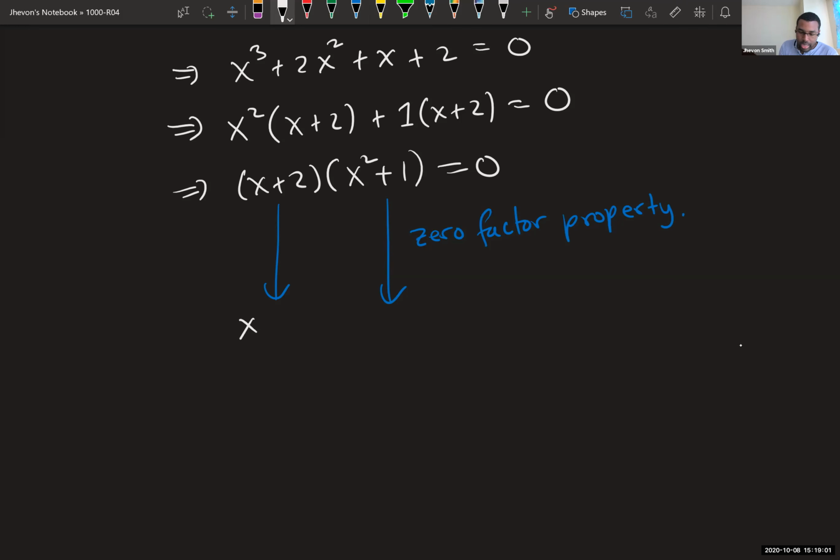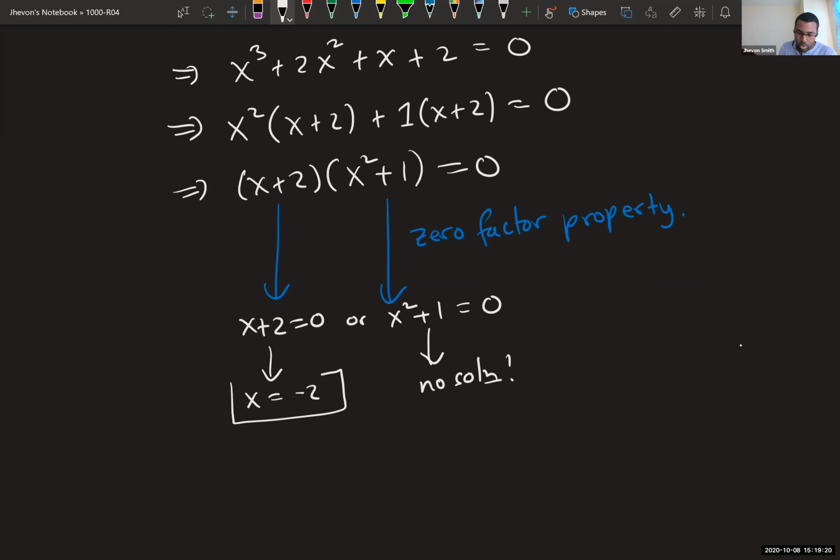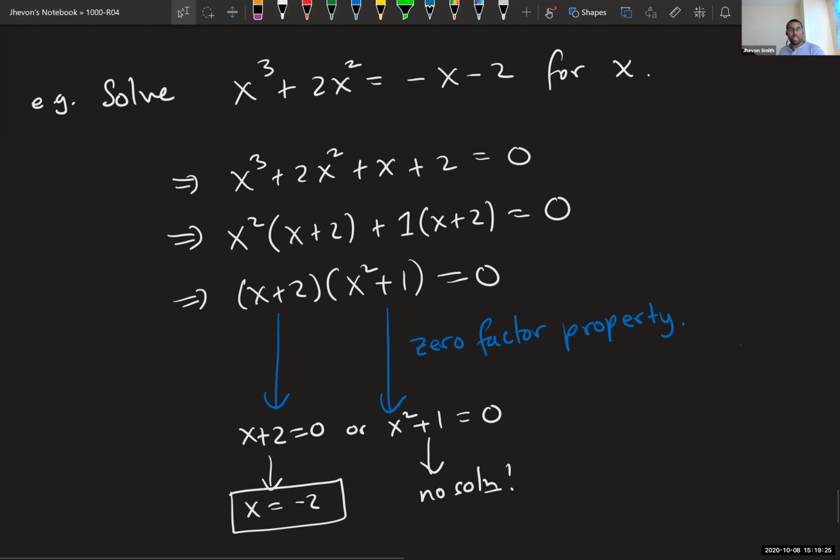So this would say you would set the x plus 2 equals 0, or your x squared plus 1 must be 0. This one here is going to give you no solution, because that would imply that x squared is equal to -1, which is a complex number, and we're not focusing on that in this class. And this one would tell you that your x is -2, and that would be the answer. That would be the real solution to this equation, right? So you're solving nonlinear equations. The important thing that you need to know is bring everything to one side, factor that side, set each factor equal to 0.